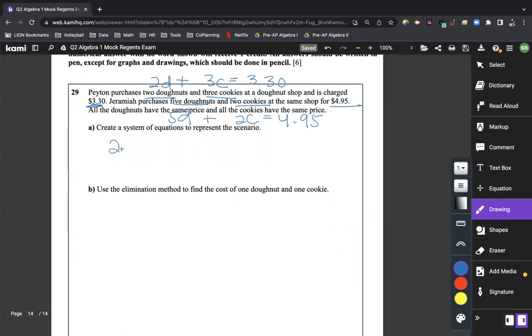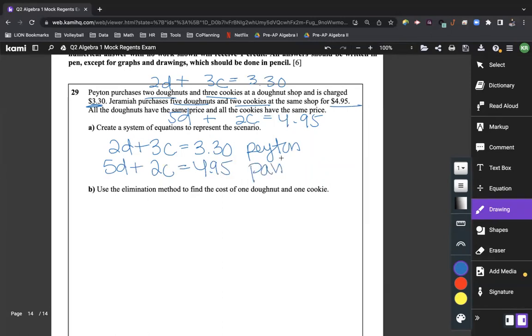So 2D plus 3C equals 330. That's for Peyton. And then 5D plus 2C equals 495. And that's for Jeremiah. Use the elimination method to find the cost of 1 donut and 1 cookie.